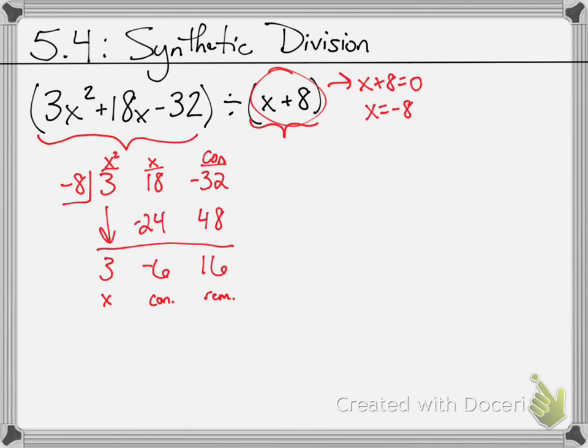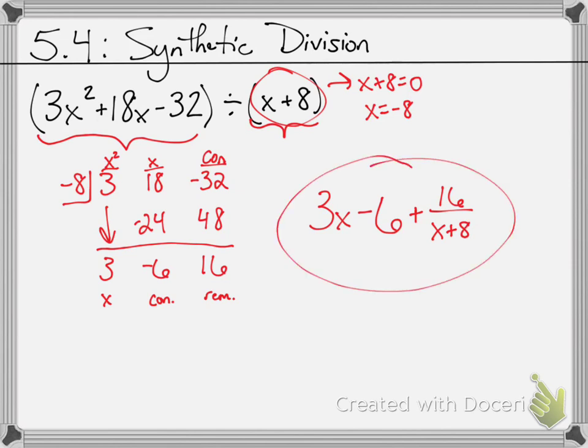What I'm going to do with this bottom row is simply rewrite it. The front number has an x. The second number is a constant, so there is no x with it. My last number is a remainder. So I'm going to take that remainder, put it over my divisor, like we did in polynomial long division, and I have myself an answer.